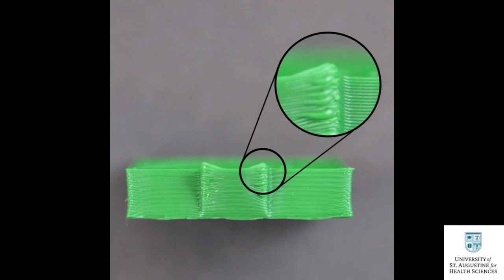Just like warping can occur in FDM printers, curling can occur with SLA printers. So what is curling? Curling occurs when resin reduces in size when exposed to ultraviolet light, which can affect the size of 3D printed objects as it cools down.